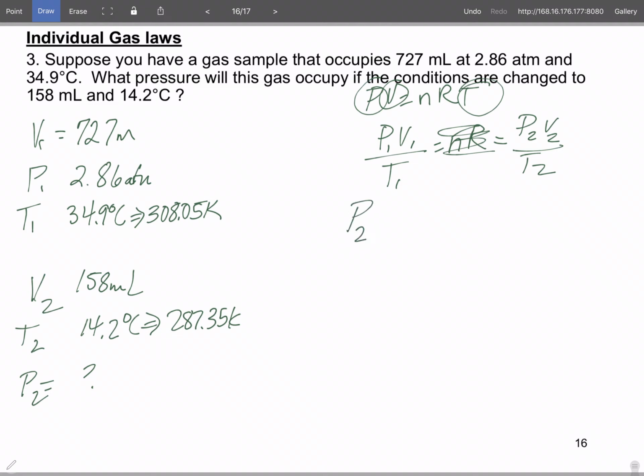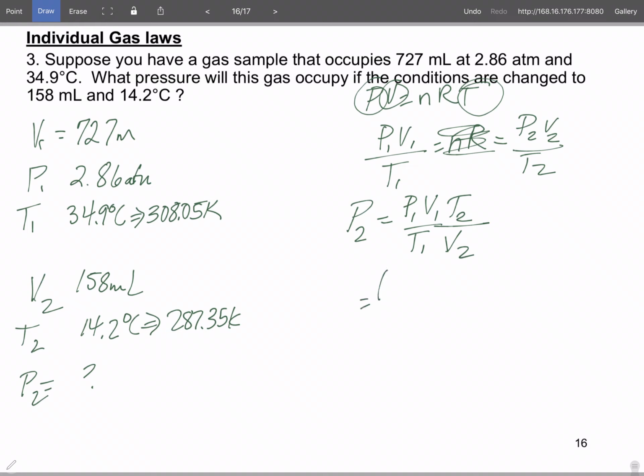And again, I'm annoying. So I would take P1 V1 over T1. So my T2 would go to the top and my V2 would go on the bottom because, remember, if I'm moving to the other side, I do the opposite. So if it's in the numerator, I have to divide it. If it's in the denominator, I have to multiply it.